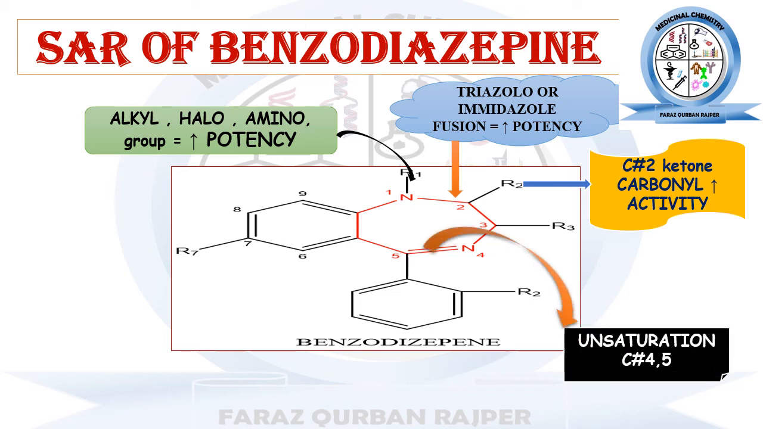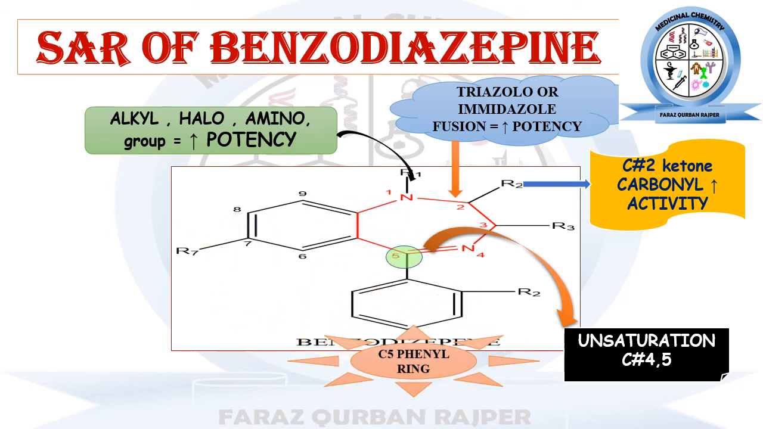The next is the presence of the unsaturation. Unsaturation must be present between carbon number 4 and 5. This is also essential for the biological action, that is the CNS depressant activity of benzodiazepine. If this unsaturation or double bond is replaced with a single bond, or it is saturated, or it is moved to another position, then it will result in the loss of biological activity of benzodiazepine.